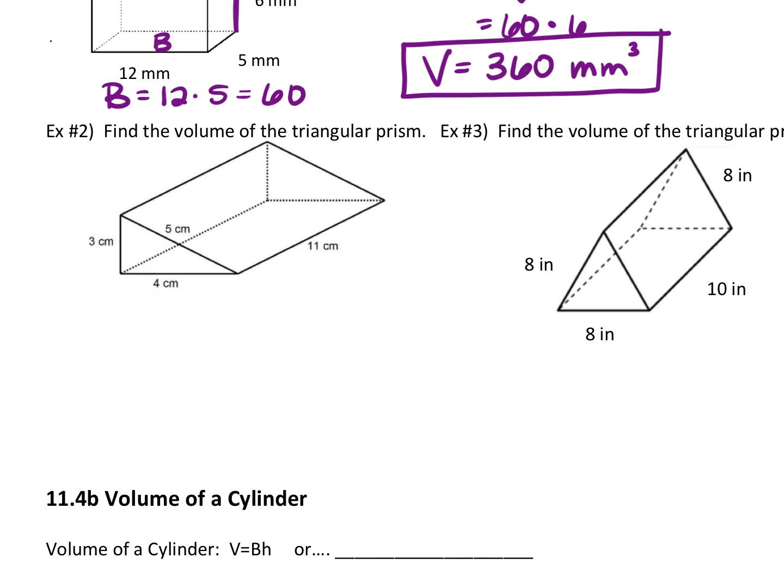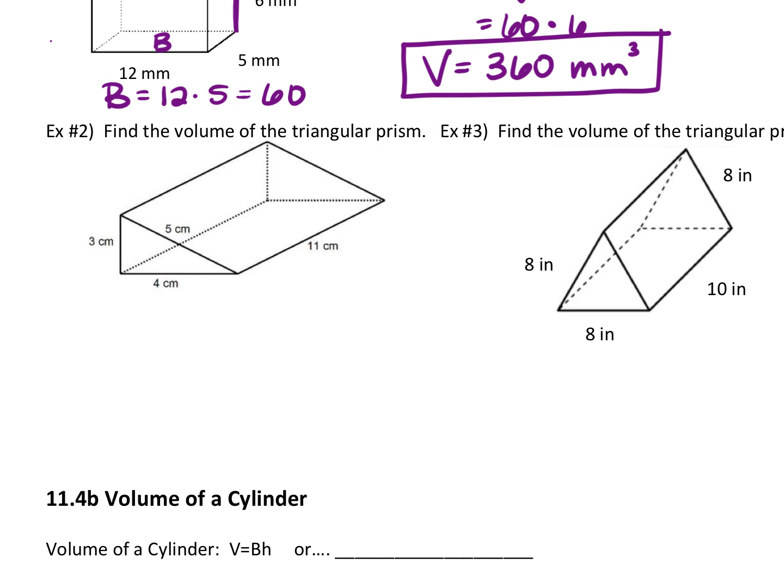It says find the volume of the triangular prism. Now that name should tell you something. What is the triangular prism telling you? Why is it called a triangular prism and not a rectangular prism? Because those are your bases, okay?